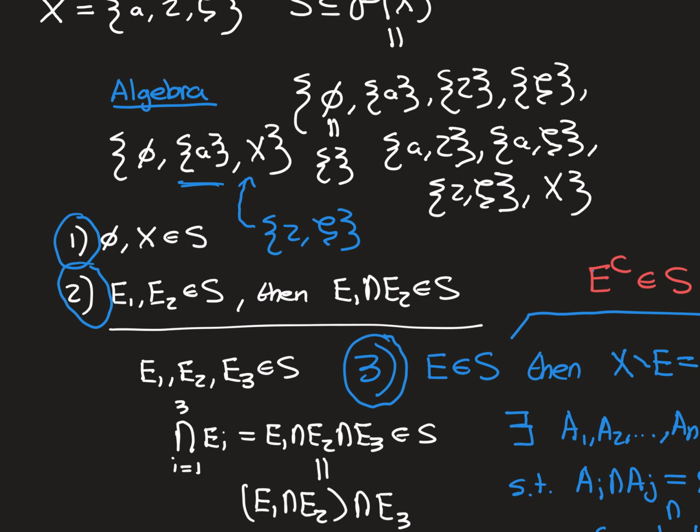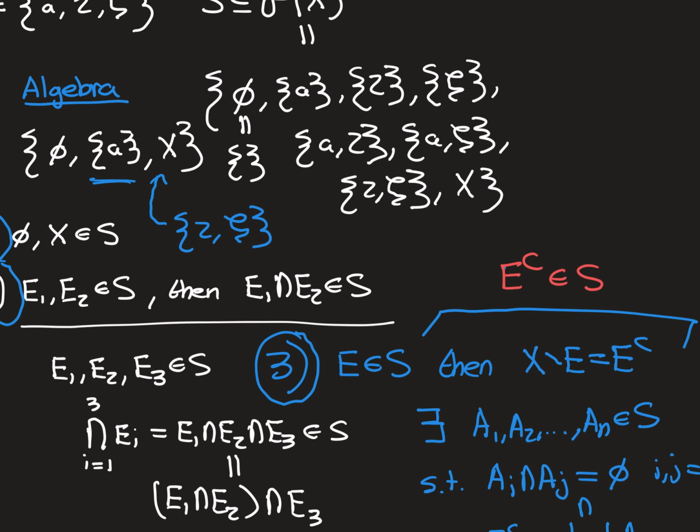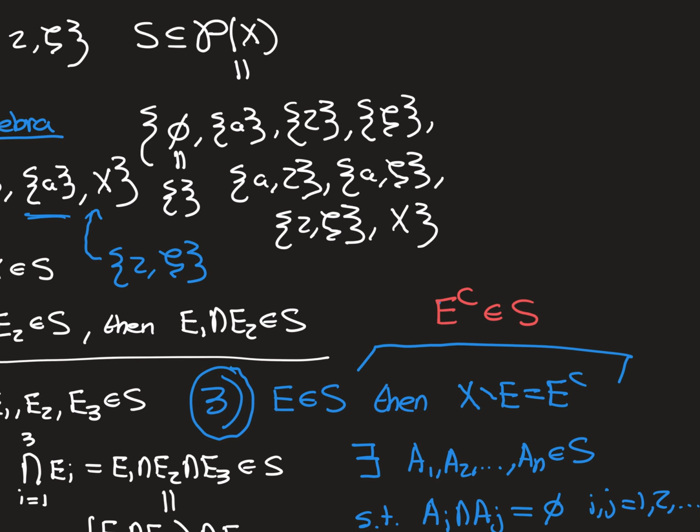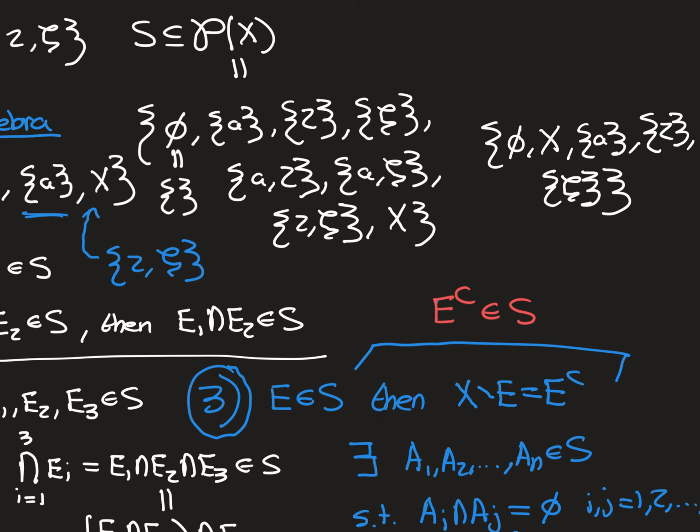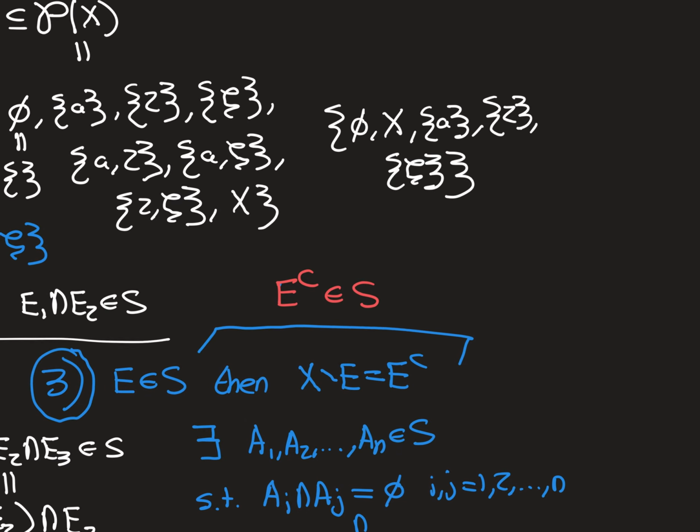Could we give an example of something that is a semi-algebra but is not an algebra? Let's take, for example, I don't know if this is going to work, but let's see if it does. We'll go over here. I think if we take the set that contains the empty set, the whole set, and then all the singleton sets, that might work. So A, 2, and zeta. So let's have a look at this. Obviously the empty set and the whole set are in there, so we don't need to worry about that.